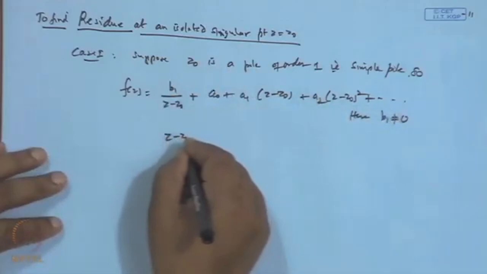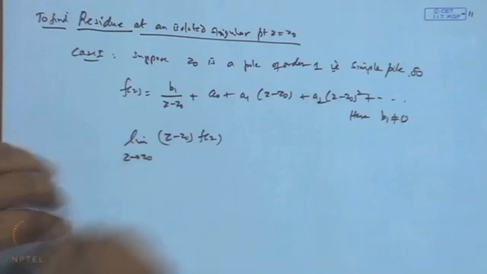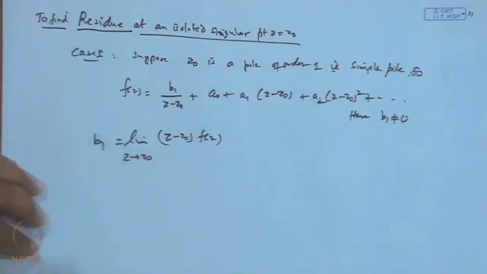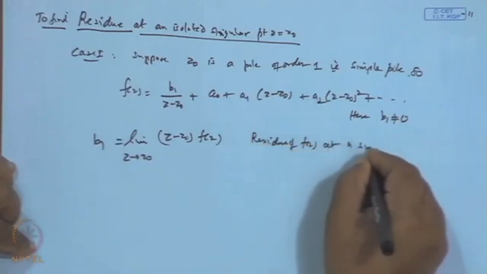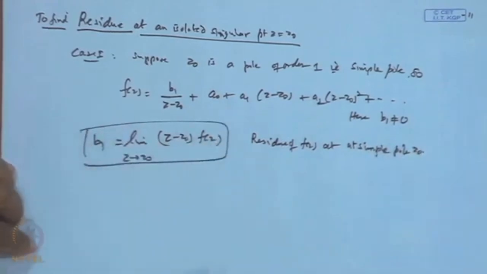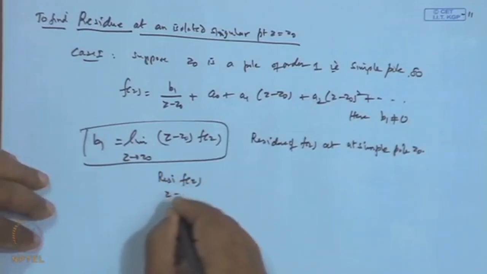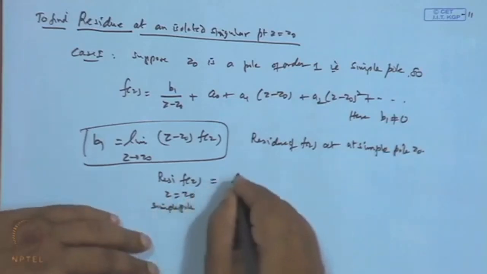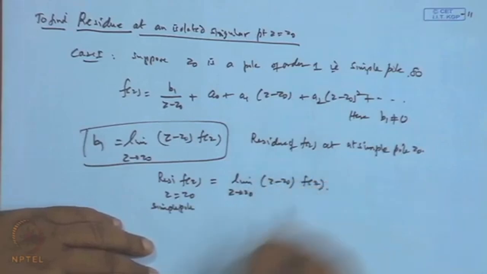So, now you multiply the function f z by z minus z naught and take the limit as z approaches z naught. What do you get? The other terms tend to 0, in fact they will be 0, and we get only b 1. So, that is the residue of the function f z at the simple pole z naught. This is the formula: the residue of the function f z at z equal to z naught, which is a simple pole, will be equal to the limit as z tends to z naught of z minus z naught times f z.